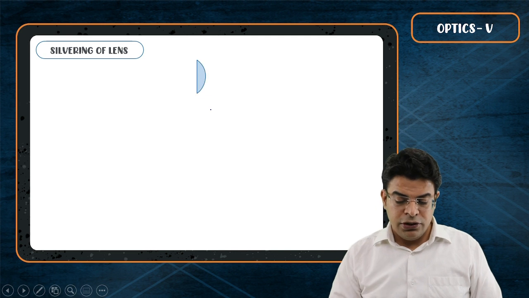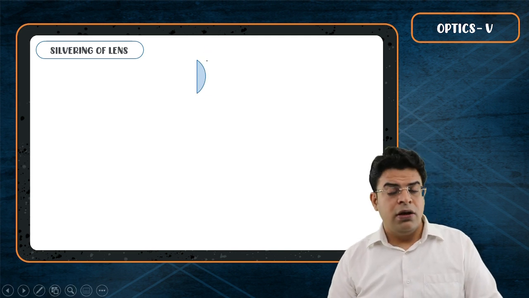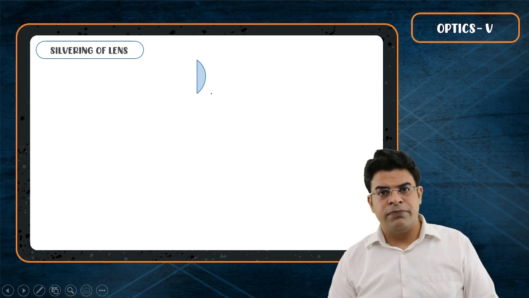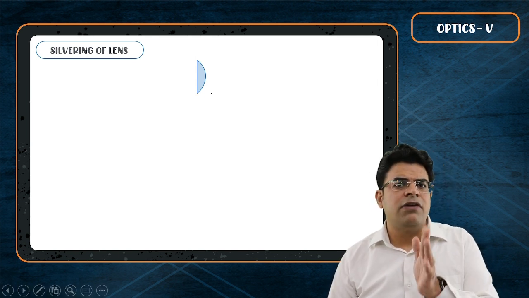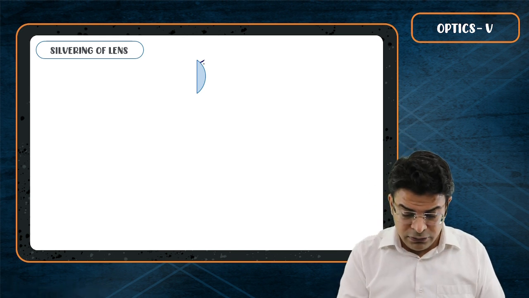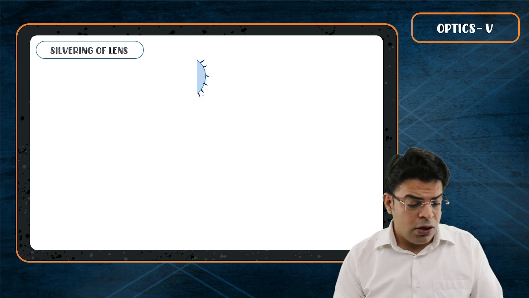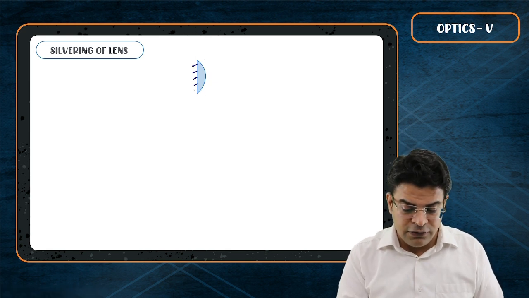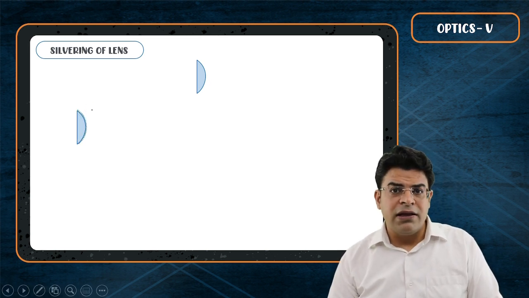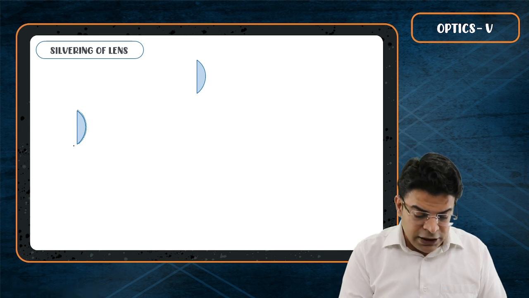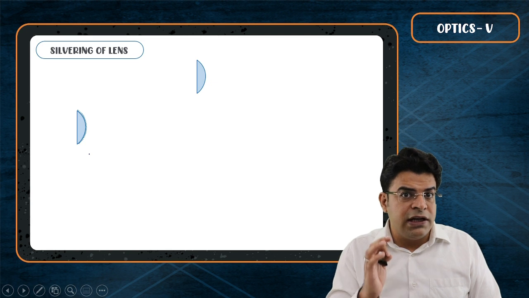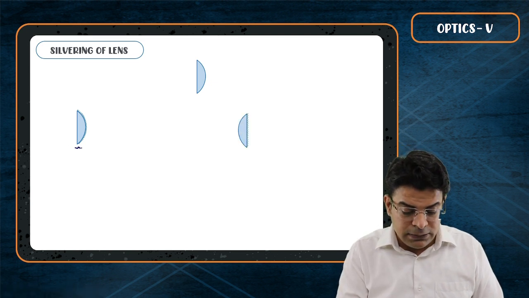Now let's say you have a lens. For the sake of understanding, I am using here a plano-convex lens. Now let's say we have silvered one side of this plano-convex lens. Either we can silver this curved surface or we can silver the flat surface. So if we silver the curved surface, we can think of this to be a combination of lens plus mirror.